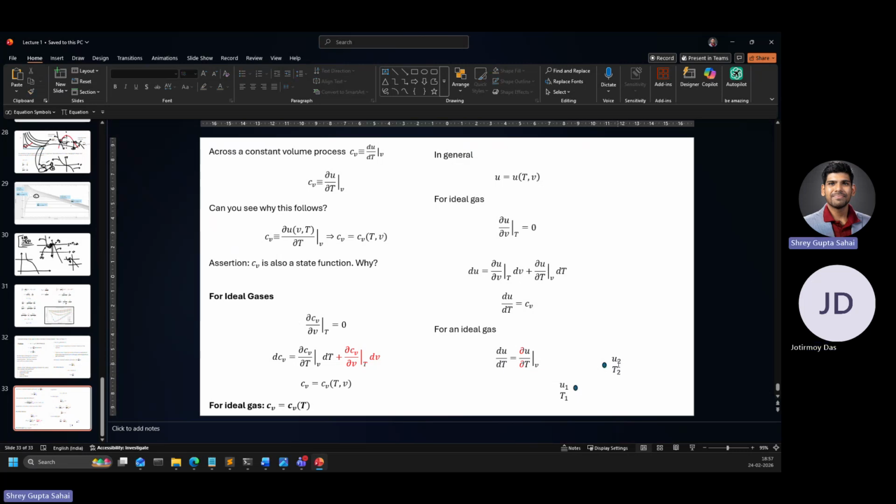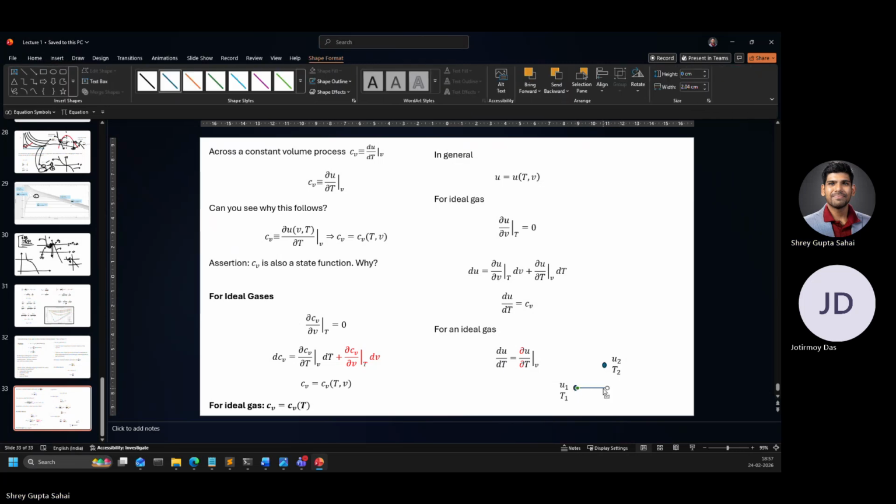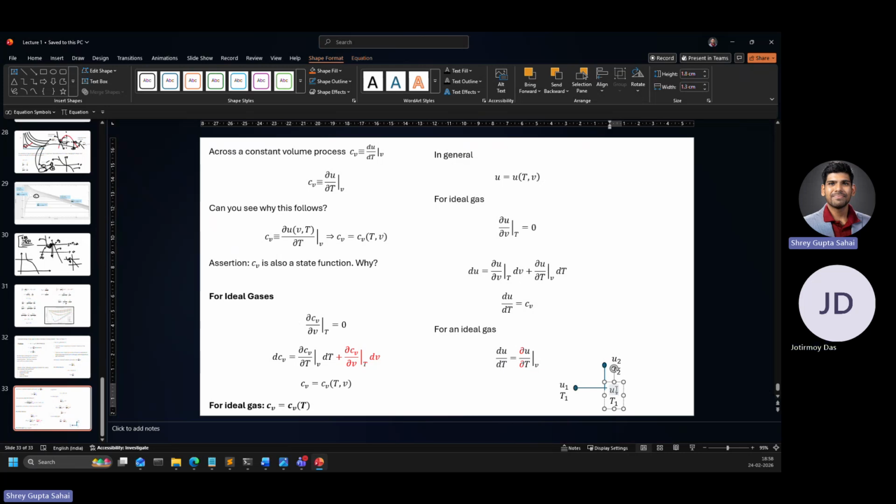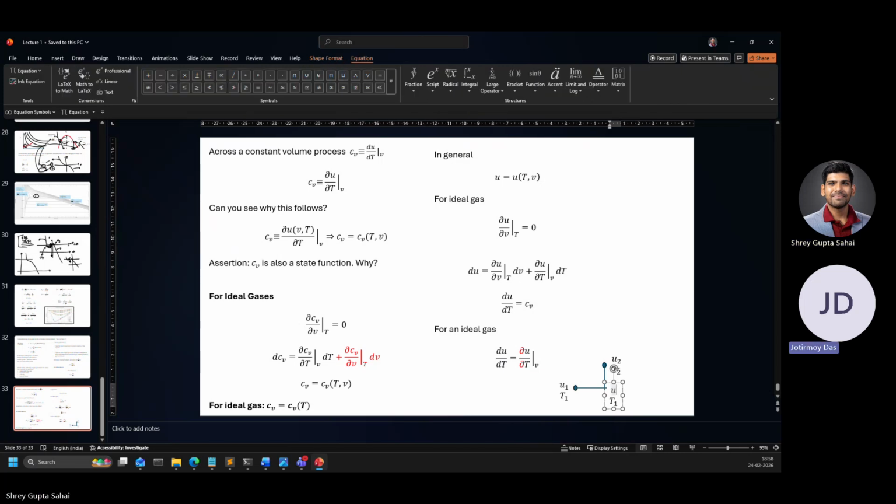And one more thing, just as I mentioned to you, we can also do this entire thing by doing this process. Once you keep temperature constant and then you keep specific volume constant. So here, this will be some U dash, but T will remain T1. That is what I'm trying to point out.